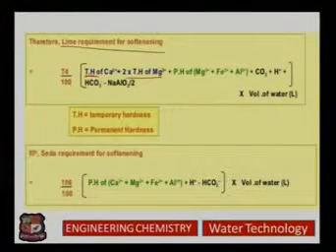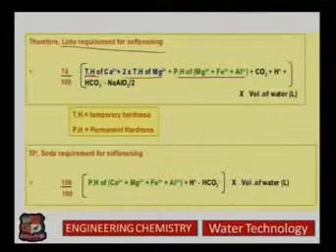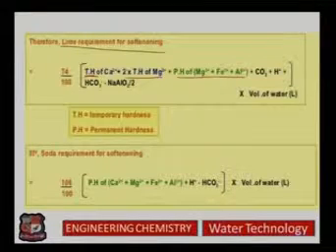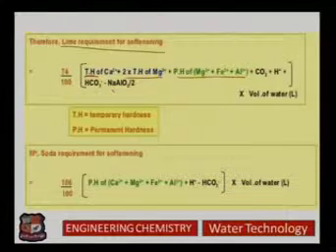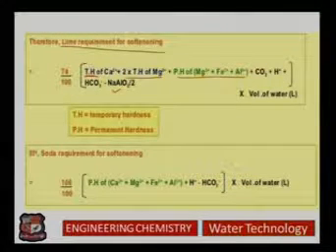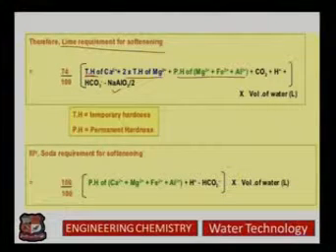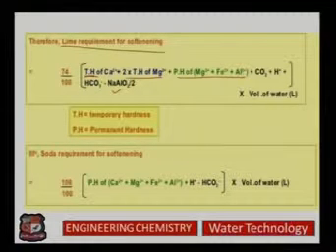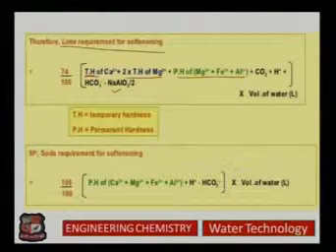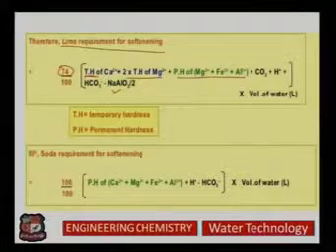So 2 into temporary hardness of magnesium plus permanent hardness of magnesium plus iron plus aluminium plus CO2 plus H plus HCO3 minus, minus NaAlO2 by 2, as it gives us half mole of lime. So this has to be subtracted, into volume of water to be softened. In this manner, we can calculate the whole. 74 is nothing but the molecular mass of lime, that we can calculate like this.